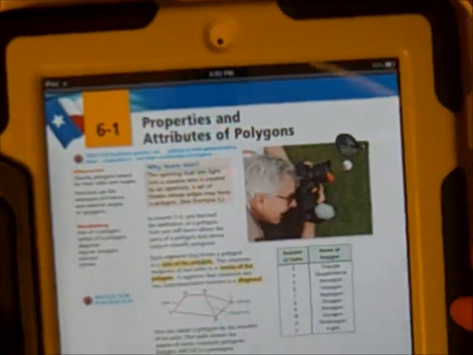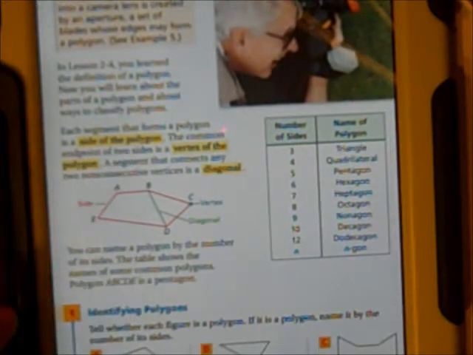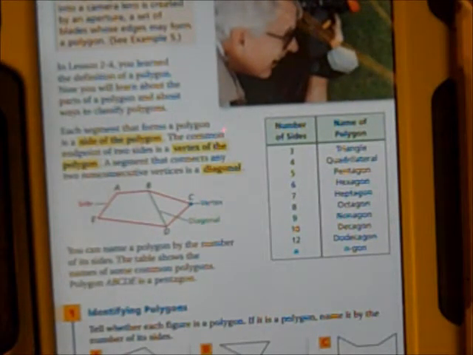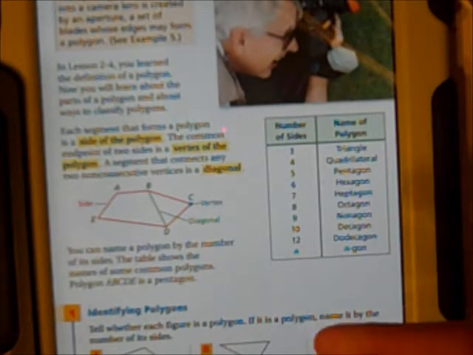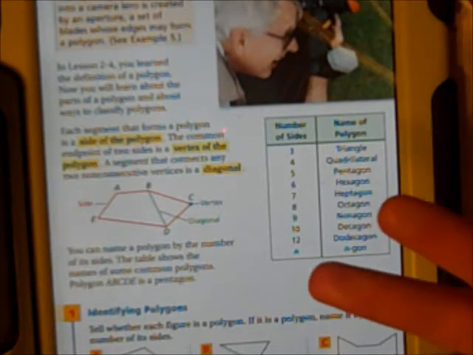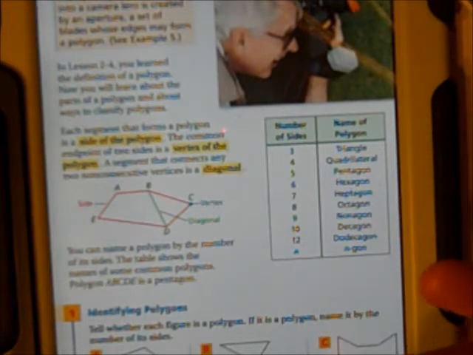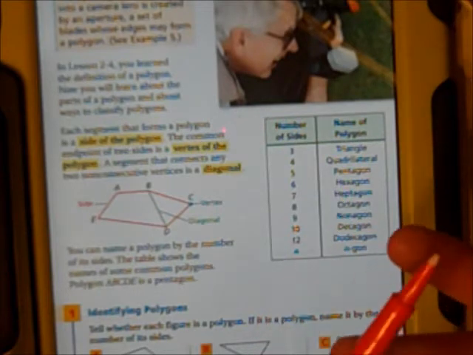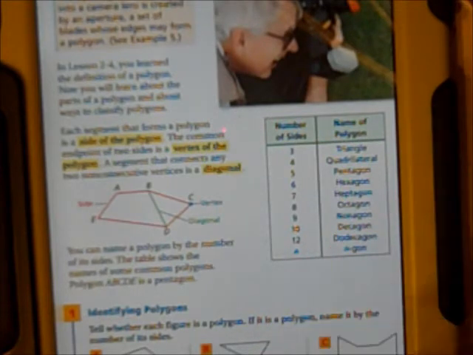So the first thing we have on your vocabulary grid for polygons is the definition of a polygon, which we actually talked about back in chapter 2. I'm sure you all remember. We said that there's a couple criteria. One, it has to be a closed figure with 3 or more sides, and the sides have to be straight lines. So those are basically the 3 criteria you're looking for: closed, straight lines, and 3 or more sides.